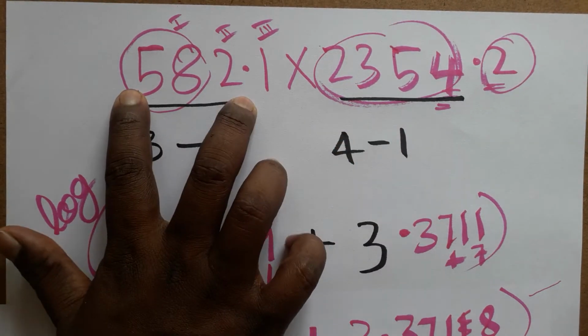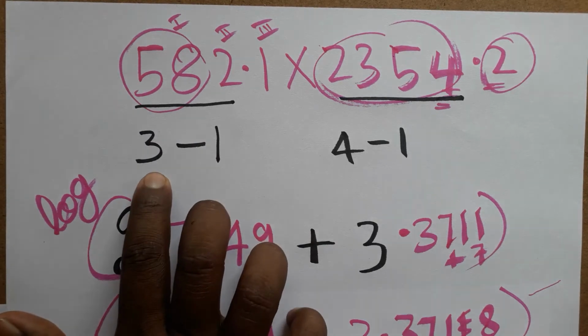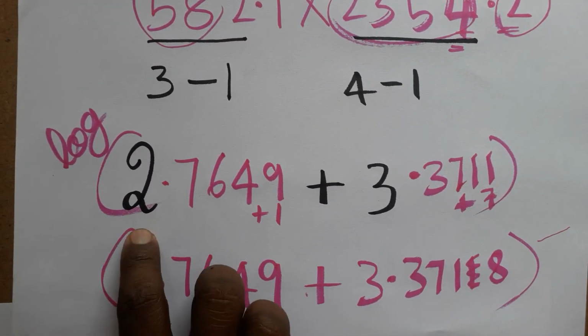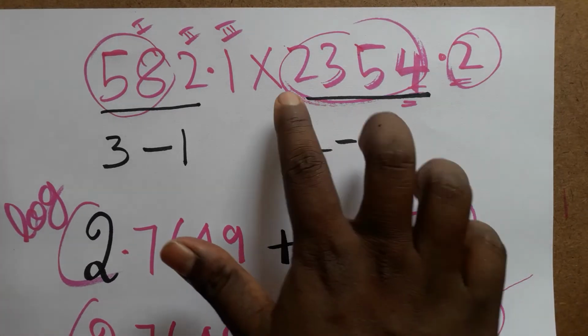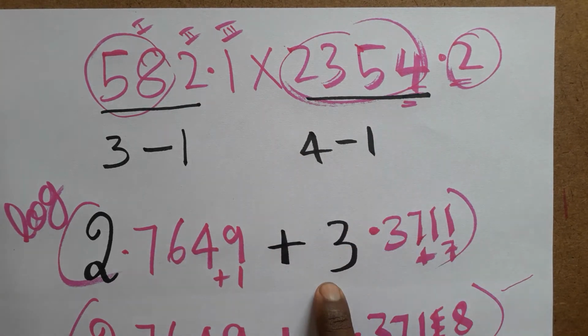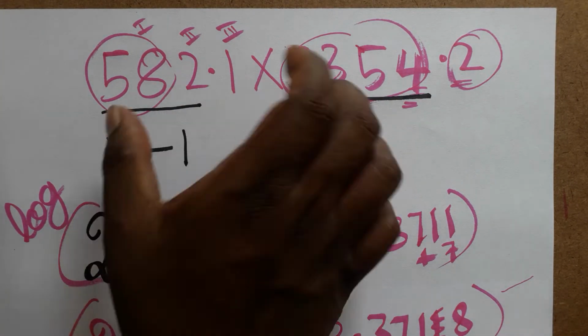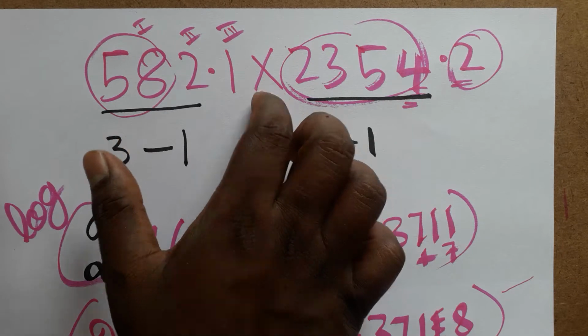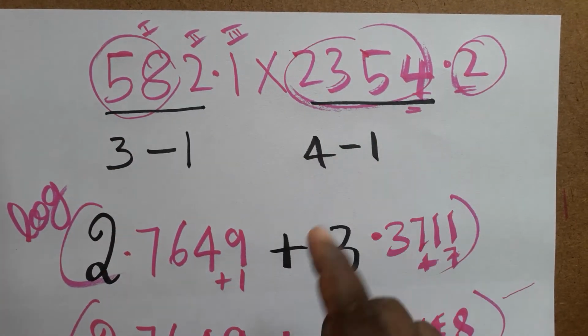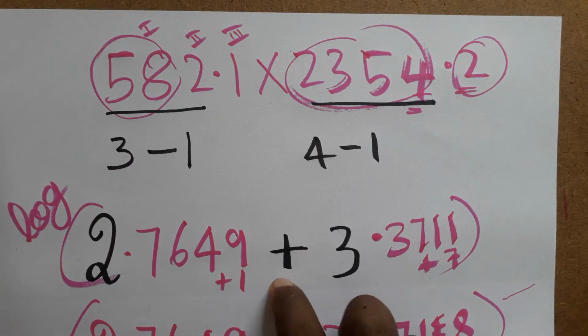Here we have 3 decimals, so subtract 1 and you get 2. Make it 2 point. Here we have 4 decimals, minus 1 gives 3. Now both of these values are being multiplied, and because of multiplication, in logs it becomes addition. So I just made it a plus.